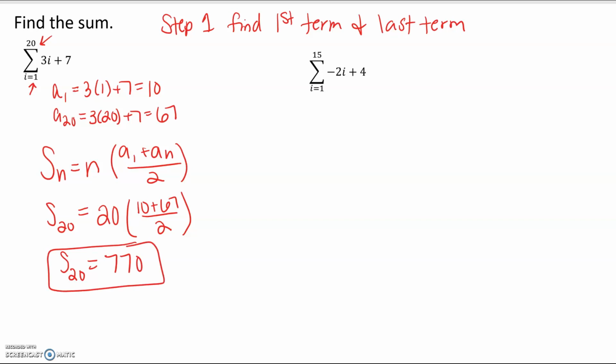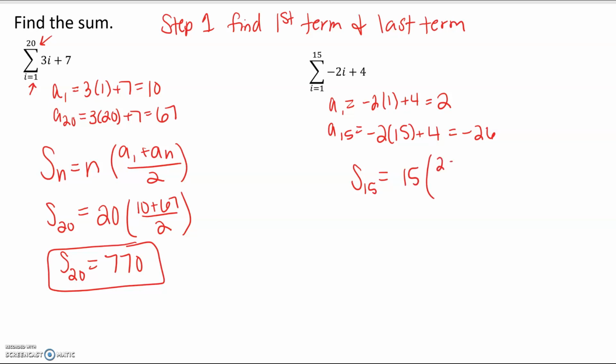I'm going to follow the same order on the next problem. So we're going to start by finding our first term and our last term. This time it says we have 15 terms total. So I have a sub 1 and a sub 15. I'm plugging those numbers into our rule. And I get that my first term is 2. And then when I plug in my 15, I get that the 15th term is negative 26. So then I'm going to find my sum of 15 terms by plugging in that I know I have 15 terms. My first term is 2, my last term is negative 26, and I'm dividing by 2. So that sum is equal to negative 180.